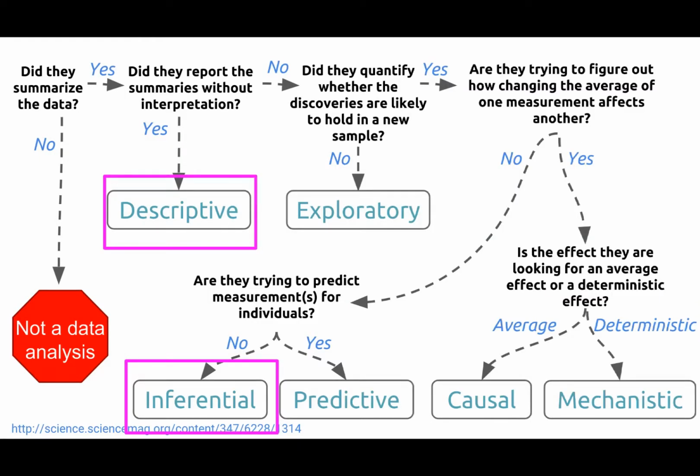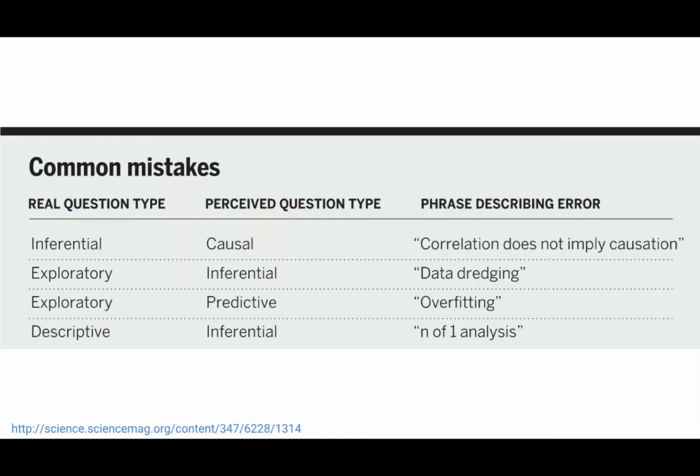A final example of a mix-up between the types of questions is you think that you're doing an inferential analysis, but you're actually doing a descriptive analysis. This is the example where you look at a case report or an N of 1 study and you say, we're going to infer something about the entire population of patients that have this characteristic from this one sample. Since you only have one sample, it's very hard to say anything about the population at all. So these N of 1 analyses are when you're mixing up a descriptive and an inferential analysis.